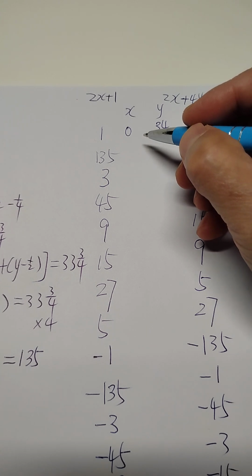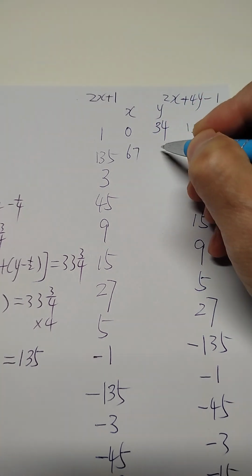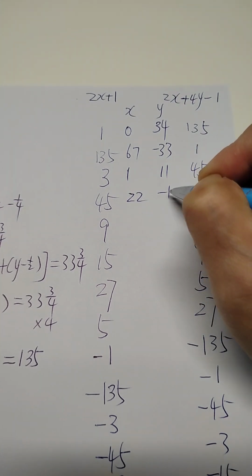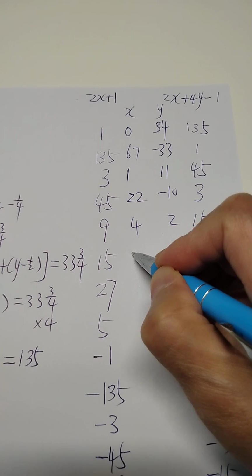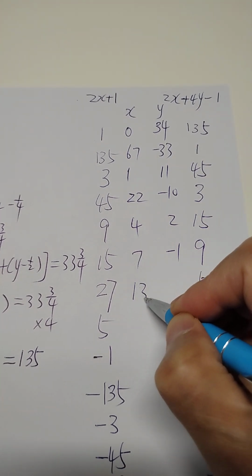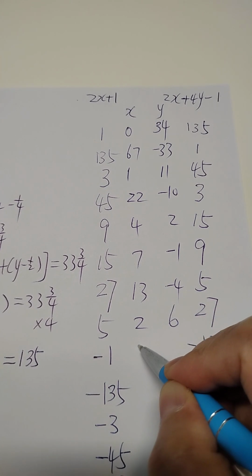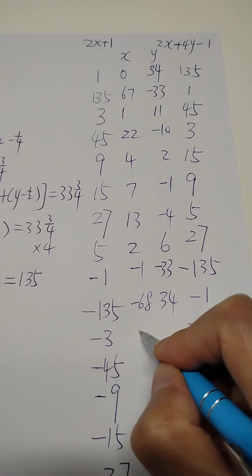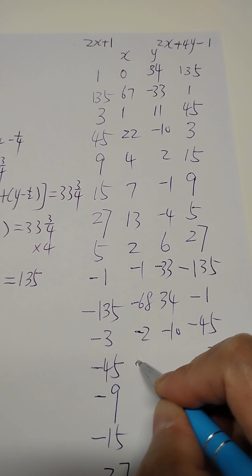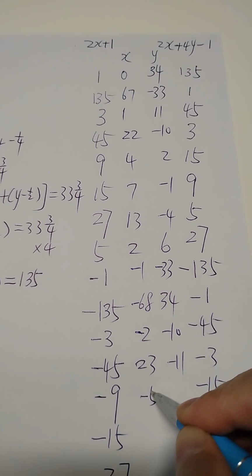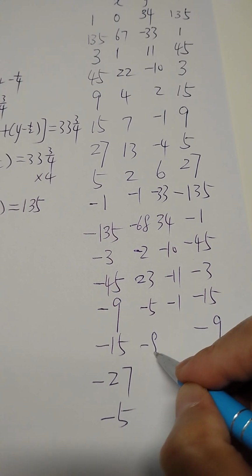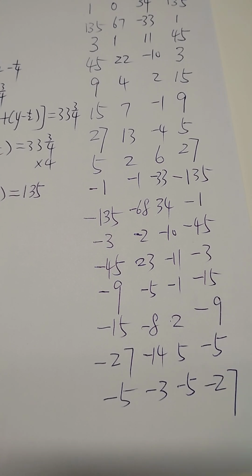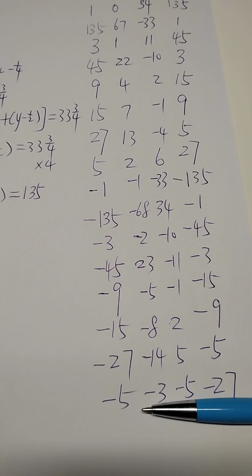I have already done it for you. So it's 67, minus 33, 1, 11, 22, minus 10, 4, 2, 7, minus 1, 13, minus 4, 2, 6, minus 1, minus 33, minus 68, 34, minus 2, minus 10, 23, minus 11, minus 5, minus 1, minus 8, 2, minus 14, 5, minus 3, minus 5. So we have 16 pairs of results.